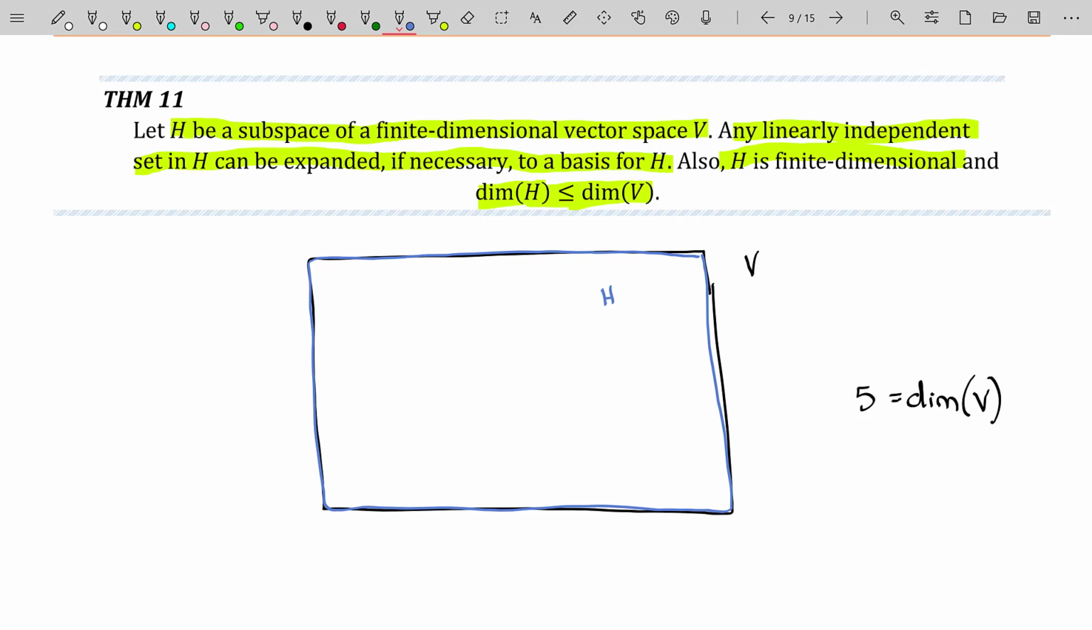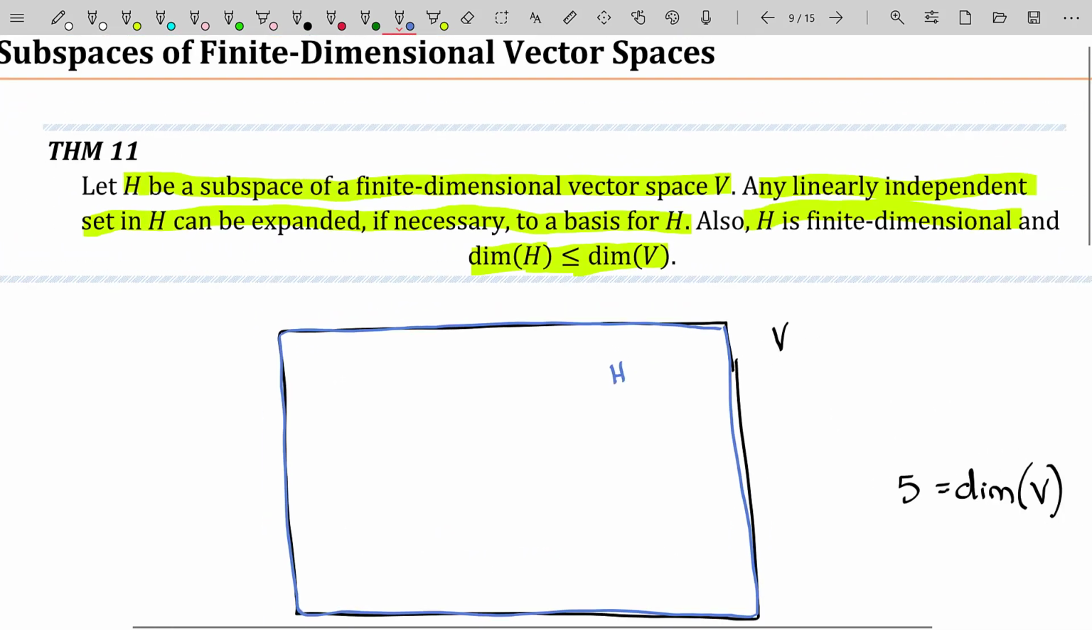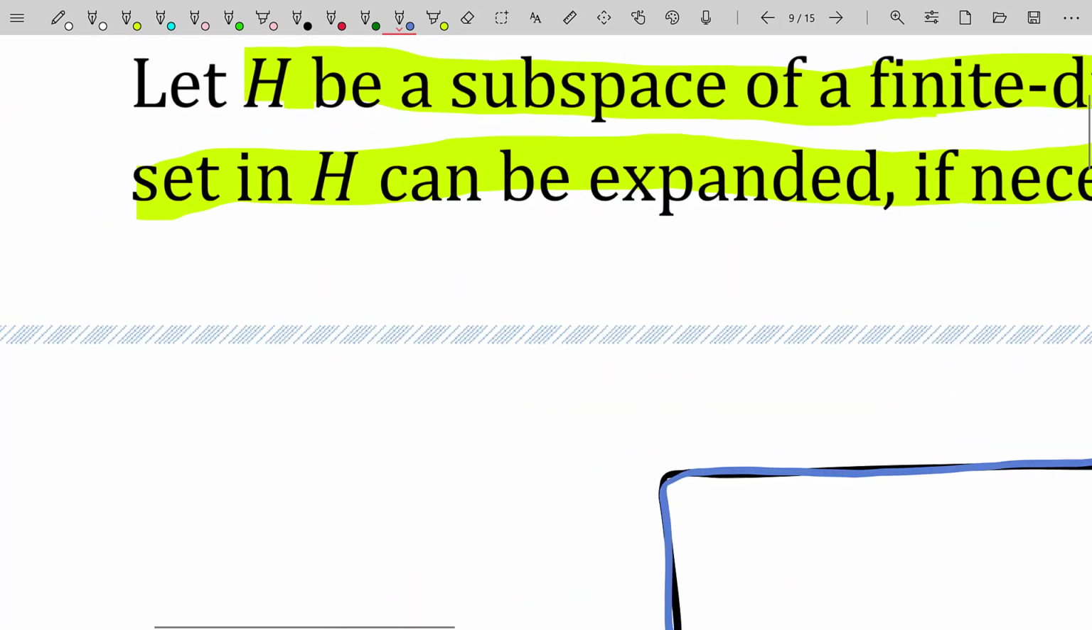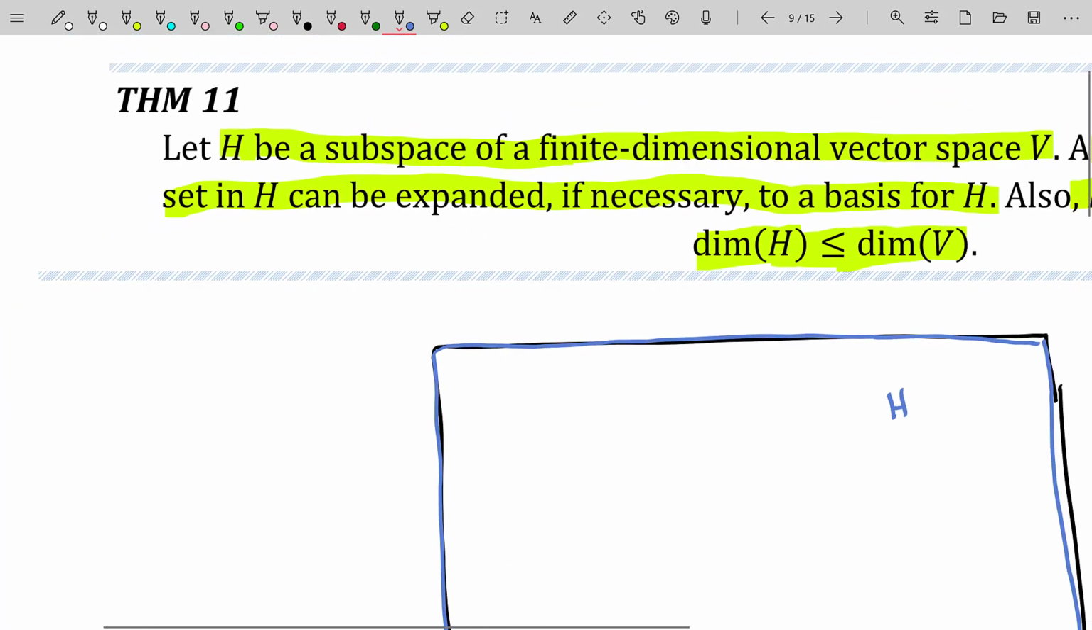Now, I spend a lot of time talking about the second part of that theorem, but the first part is also somewhat important. Any linearly independent set in H can be expanded if necessary to create a basis for H.